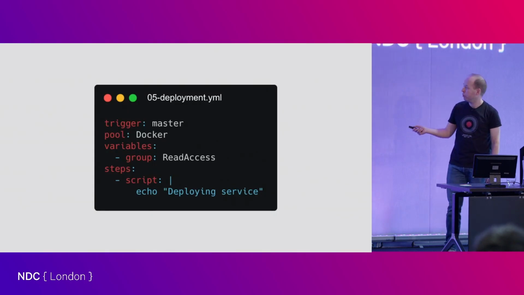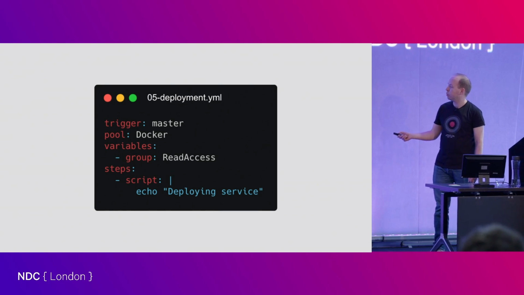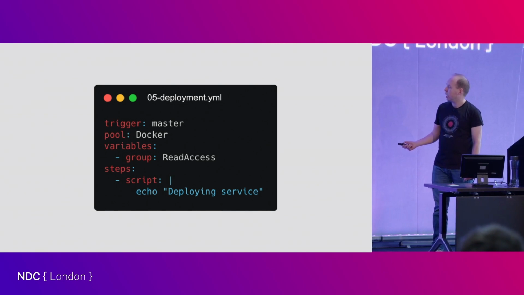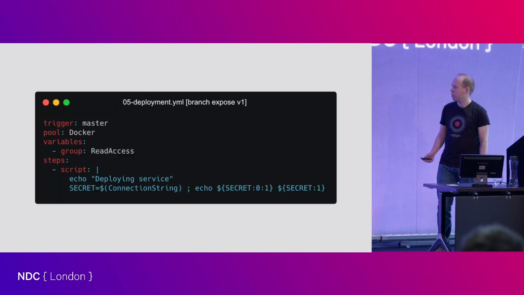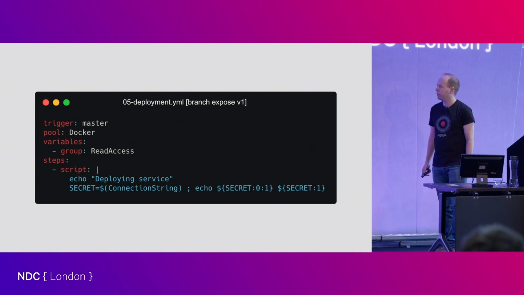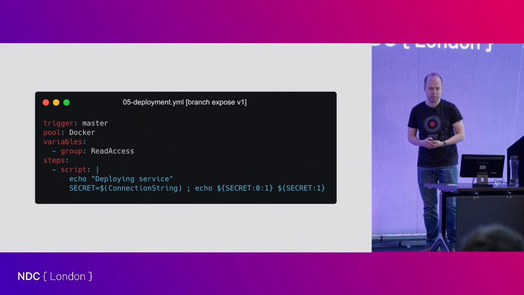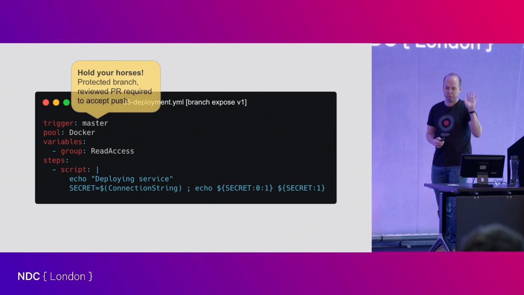This is our starting point. This is a deployment pipeline that has access to this group, read access, with just a single script statement. We branch it and modify it and add our substring trick here at the bottom. And then we push this and we should be able to see the secret. Not so fast.